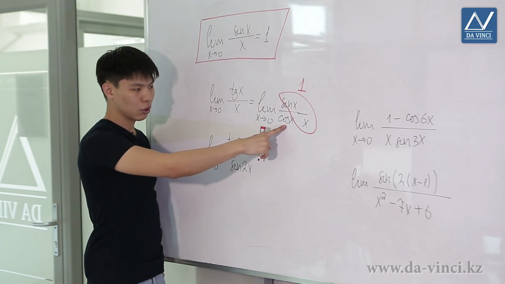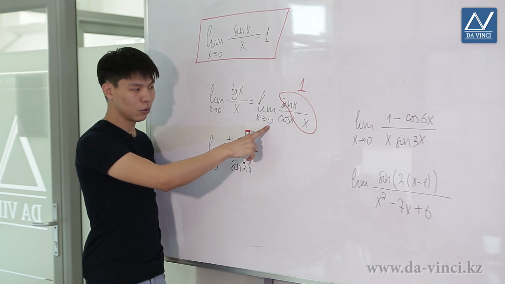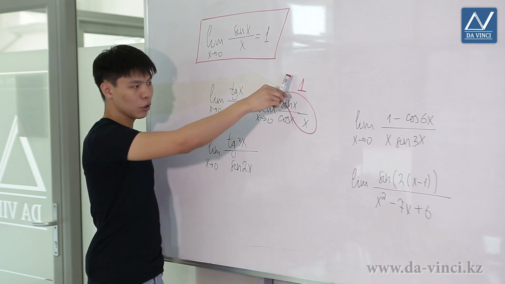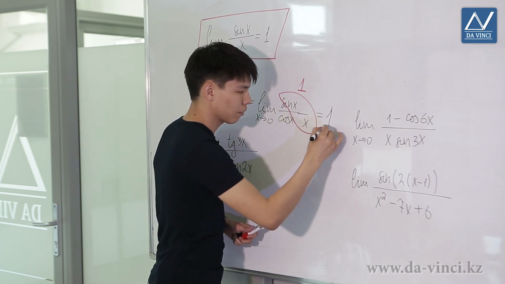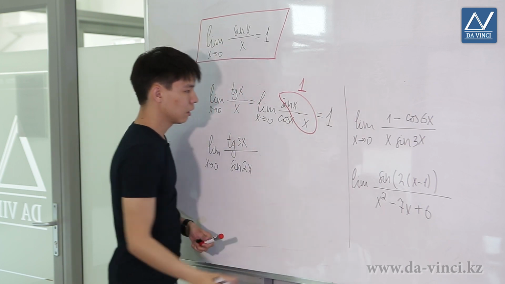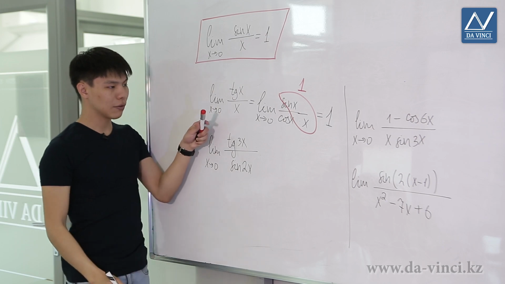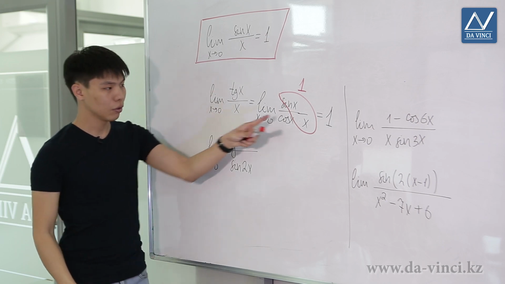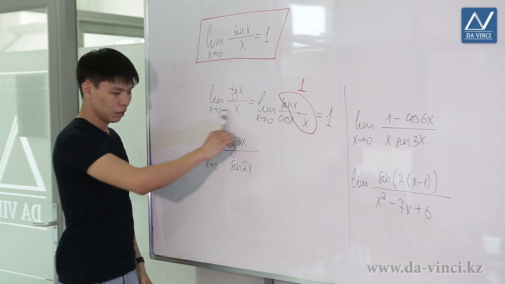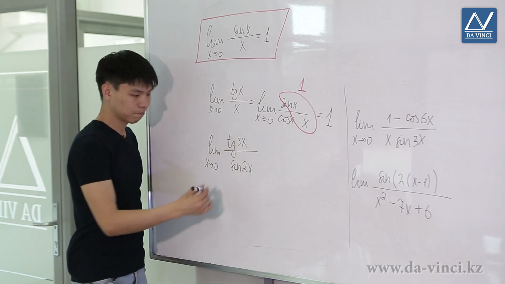Now we look at the cosine. Cosine of x when x is 0 is 1. 1 divided by 1 is 1. Thus we can use this formula right away. The tangent of x divided by x with x tending to 0 is equal to 1. Let's consider this example.